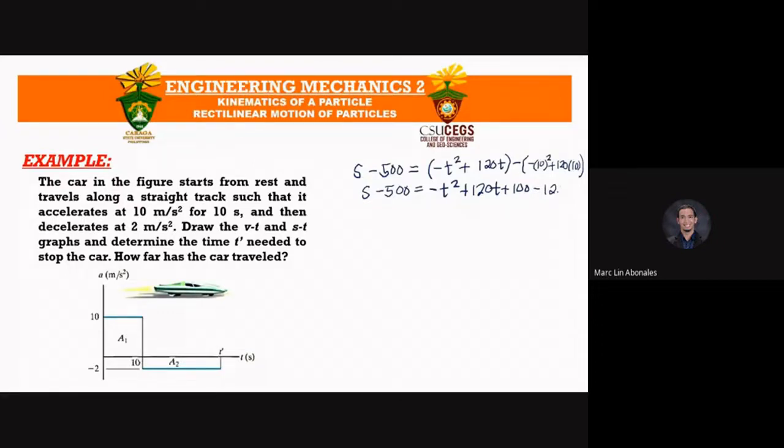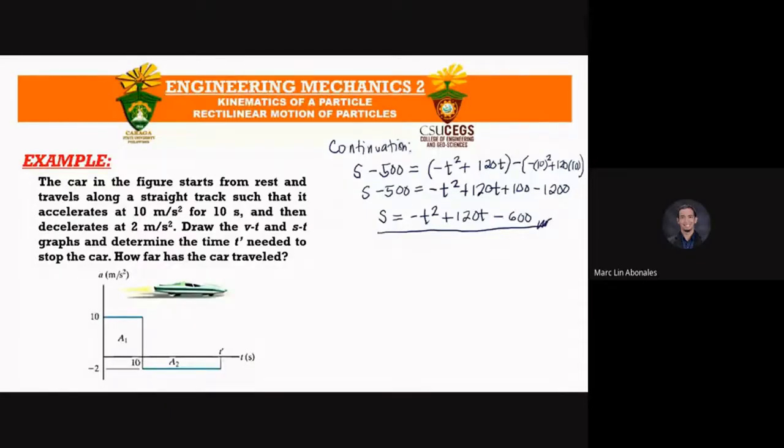Then you transpose the negative 500 to the other side. So that will be S is equal to negative t squared plus 120t. So, 500 plus 100, 600 minus 1,200, that would be negative 600. So this is the expression of your position for the time interval 10 to 60 seconds.